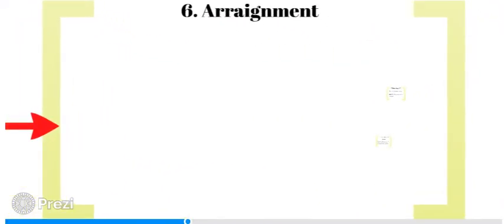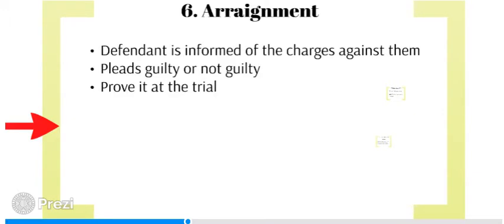Number 6 is arraignment. So now, let's say that the jury decides to move to indict you. That means that they said, yes, there is enough evidence to take you to trial. You move on about your business. Do not pass go. Do not collect $200.